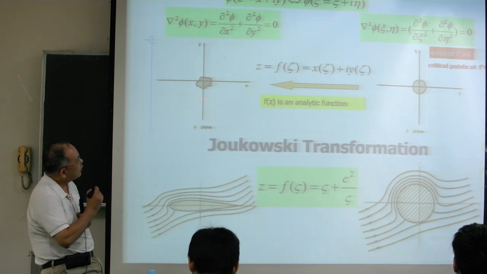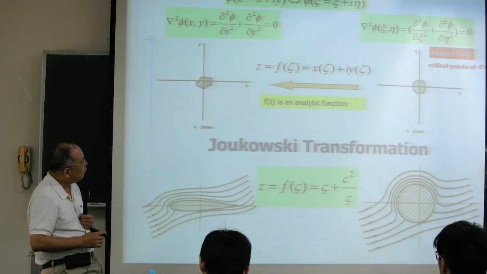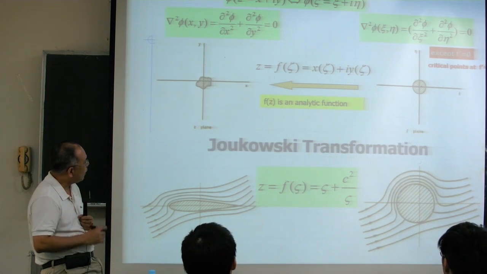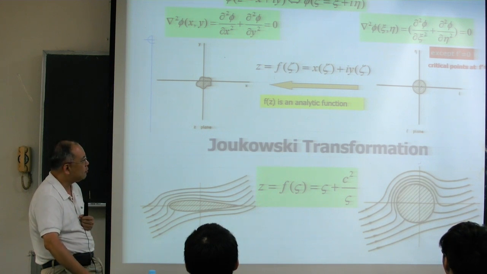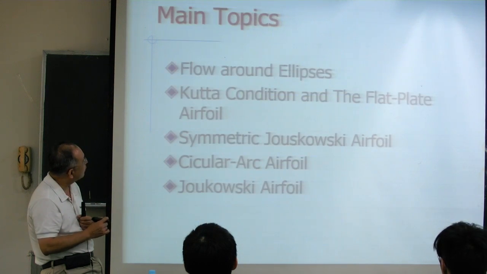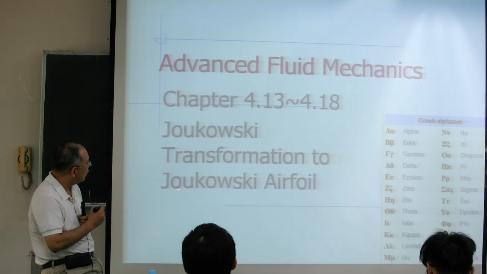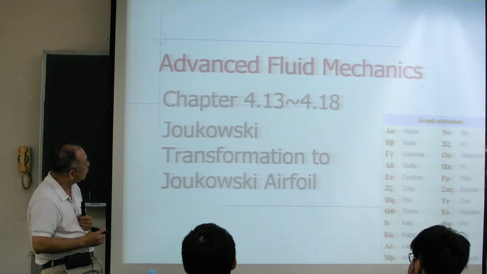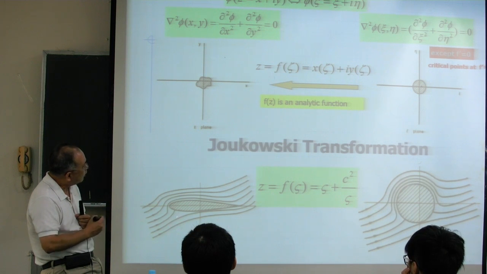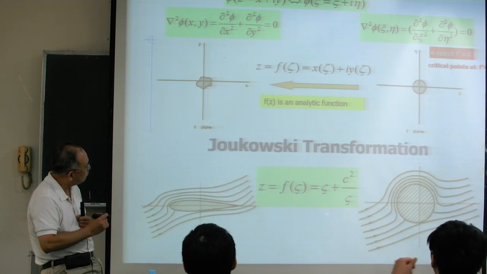So last time we talked about mapping transformation, or conformal transformation, and we mentioned what a critical point is. In this chapter we would like to use this mapping, and we will introduce a special transformation, or mapping function, called the Joukowski transformation. This chapter is all about the Joukowski transformation, which is related to one airfoil, called the Joukowski airfoil. Our mapping function is Z equals zeta plus C squared over zeta. That's called the Joukowski transformation function.